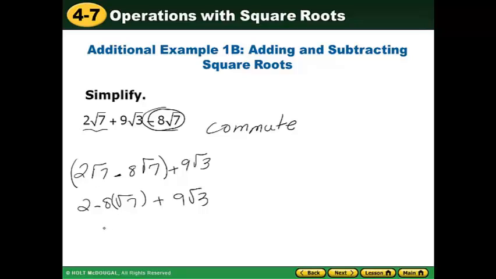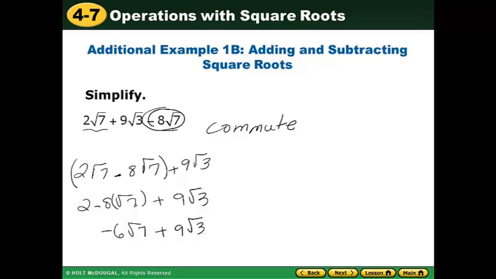And then 2 minus 8 will be negative 6 times the square root of 7, plus 9 times the square root of 3. Now, if you notice, there's nothing else that I can do here. Why? Because the radicands here are different, so I cannot combine them. It will be like combining apples and oranges. Okay? So we cannot combine them together.